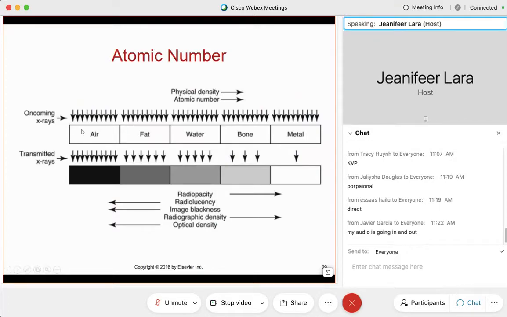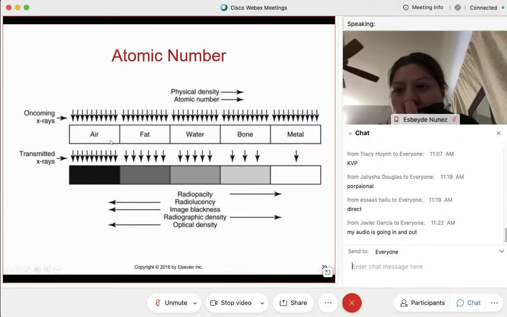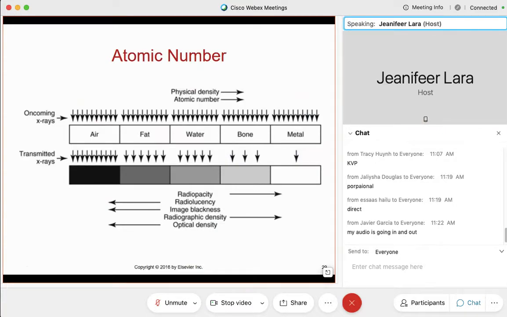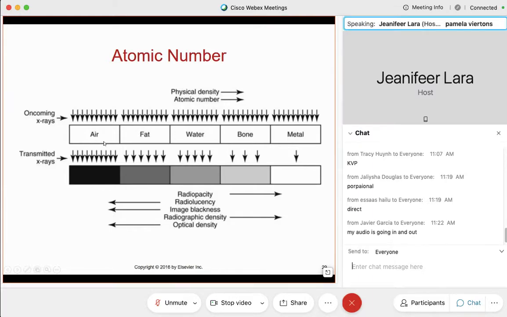So here we have air. We know that it has a high or a low atomic number. Pamela, does air have a high or a low atomic number? I believe it has a high atomic number. I would say a low atomic number. Can you hear me? Air is pretty loose. Look at the color. I'm sorry, it's low. It is very much the lowest on the entire spectrum.